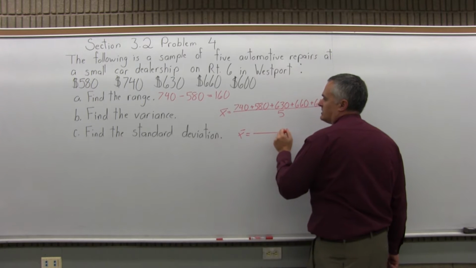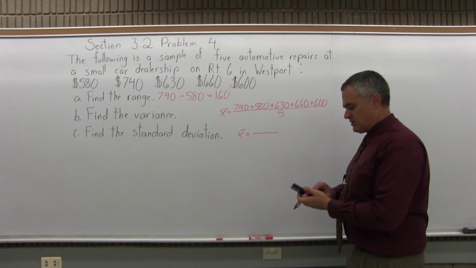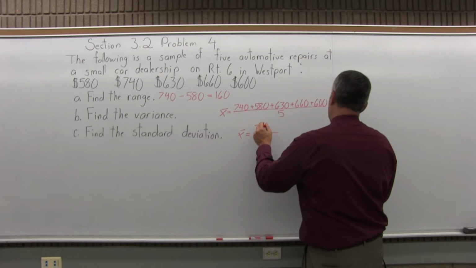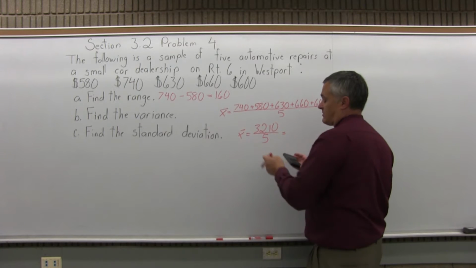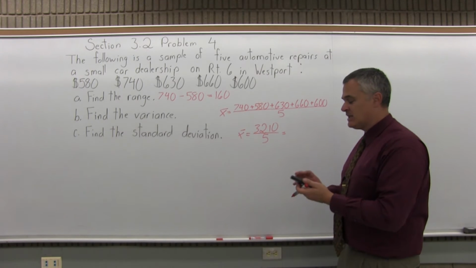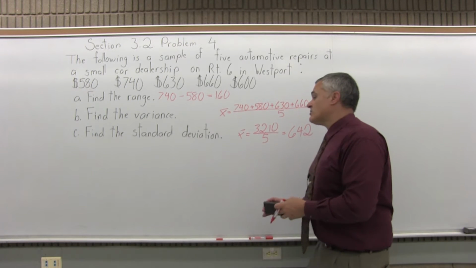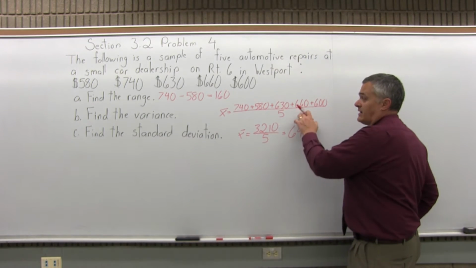So x bar equals, now those numbers are fairly big. So to get the total, I'm going to use my calculator. So do 740 plus 580 plus 630 plus 660 plus 600 equals, the total is 3,210. I'm going to divide that by 5 while it's on the screen right now. Divide by 5 equals, and I get 642. So the average repair cost, or the x bar, was 642. That's step 1. Find the mean, label it x bar.